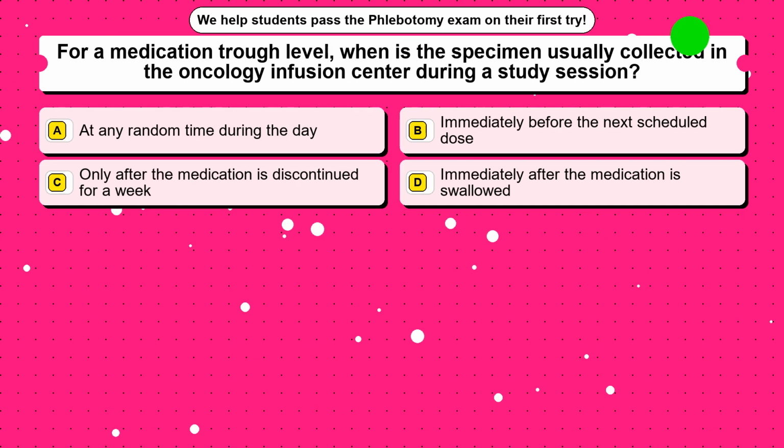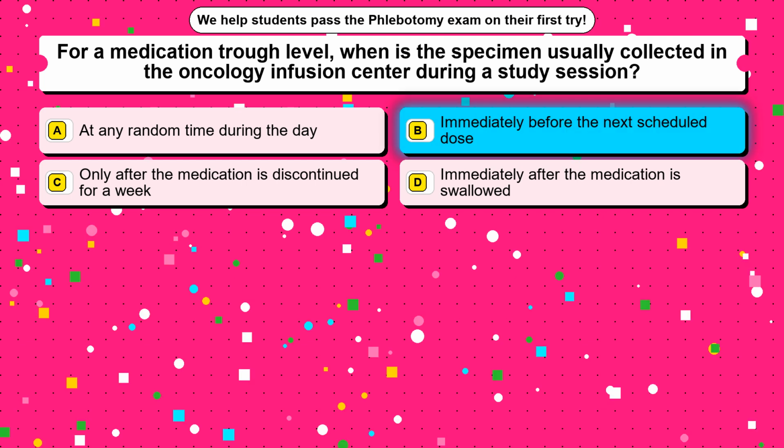Question 74. For a medication trough level, when is the specimen usually collected in the Oncology Infusion Center during a study session? Option A. At any random time during the day. Option B. Immediately before the next scheduled dose. Option C. Only after the medication is discontinued for a week. Option D. Immediately after the medication is swallowed. The correct answer is option B. Immediately before the next scheduled dose.